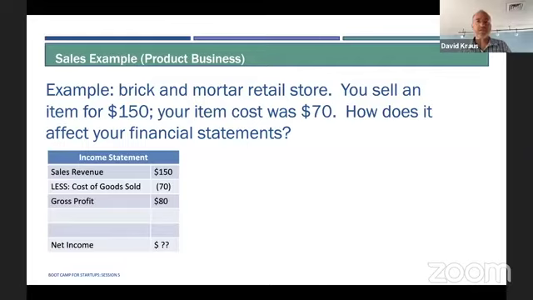Well, that goes right to your income statement where you would have sales revenue of 150. Then you back out the cost of that good that's now gone to give you a gross profit of 80. Now that's not your net income. That's just your gross profit.